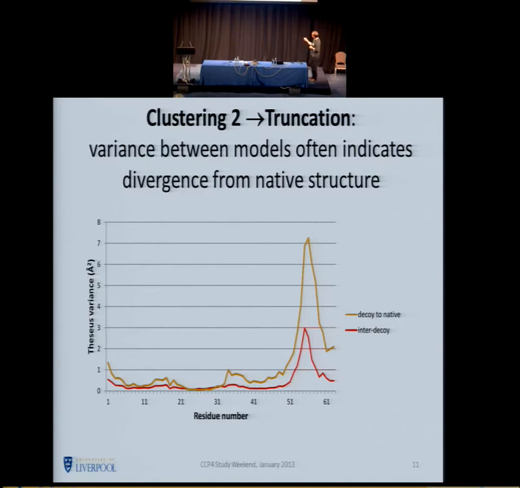So in our truncation protocol, this is obviously the region that would go first based on the red trace, but that would effectively remove the least accurate part of our model set and leave us with something that was more partial but more accurate.